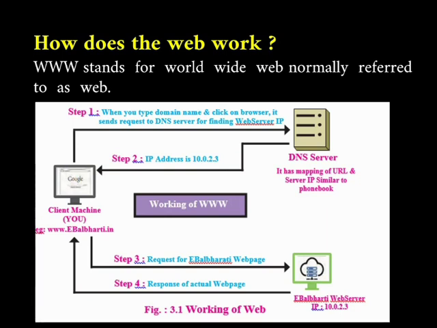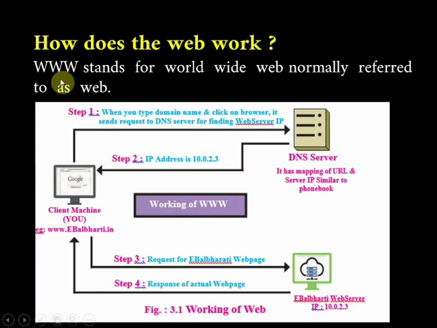And once it is open, it goes again to the client machine. Client machine means your computer, the one you are using, and it will display that website on your computer screen. So this is called describing the working of the web. When you open the browser and type a website name, it goes to the server. The server searches for that particular website and sends it to your client machine, and the client machine displays the website. This is how the web works.